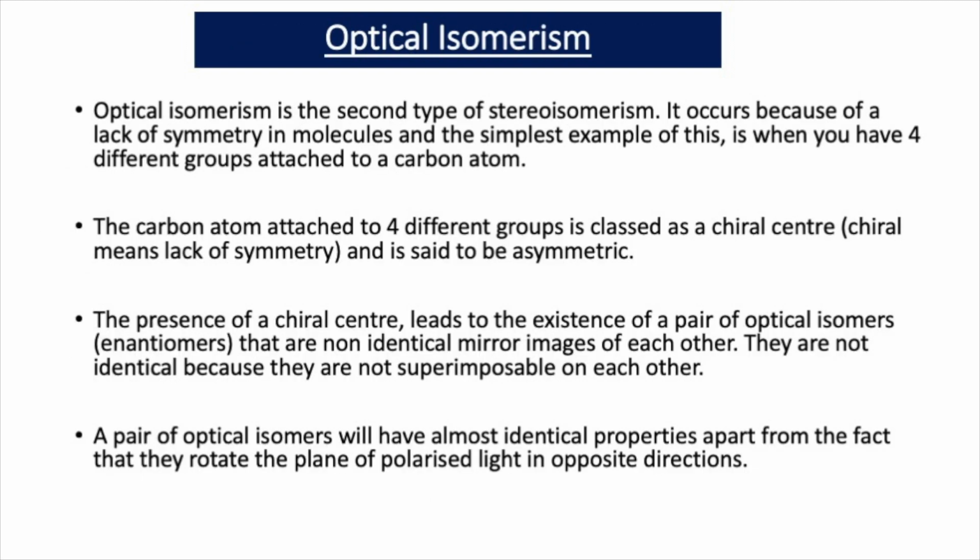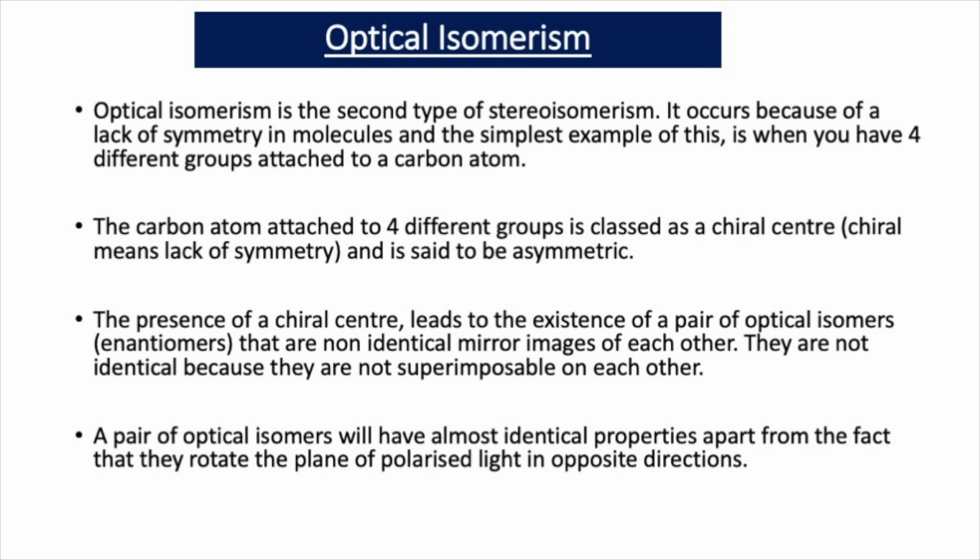So now we're going to look at the second type of stereoisomerism, and that is optical isomerism. Now, optical isomerism occurs because of a lack of symmetry in molecules. And the simplest example of this is when you have 4 different groups attached to a carbon atom. Now, the carbon atom attached to 4 different groups is classed as a chiral center. Chiral means lack of symmetry, and this carbon atom is said to be asymmetric.